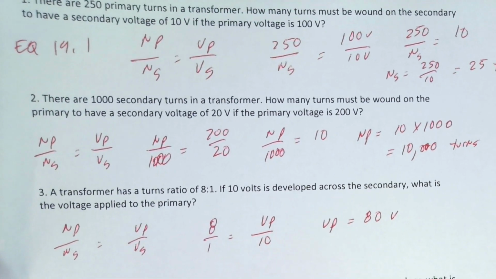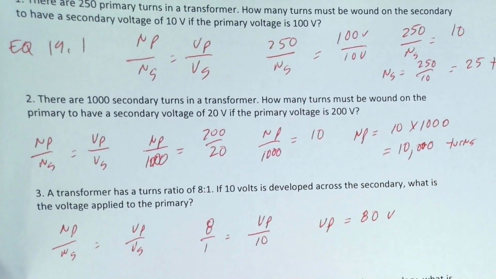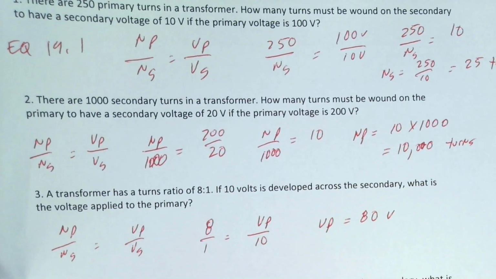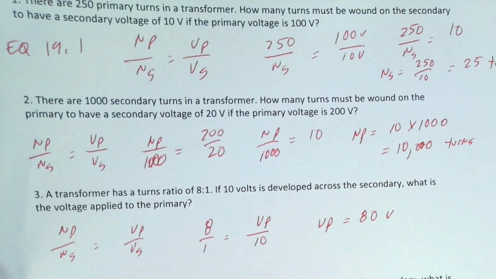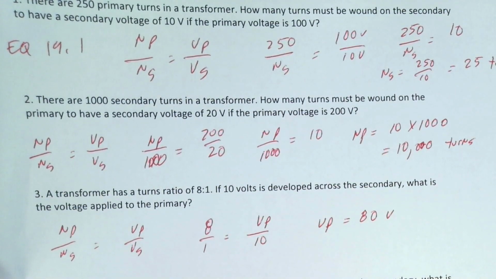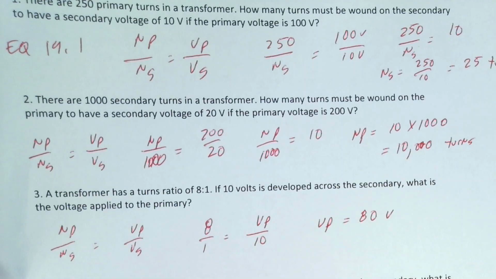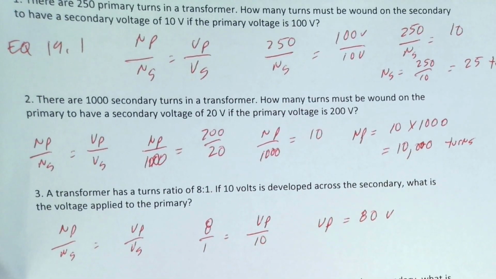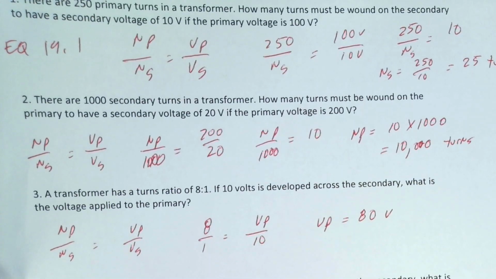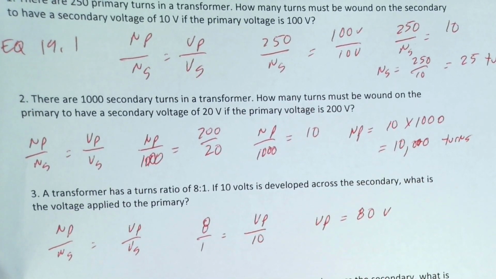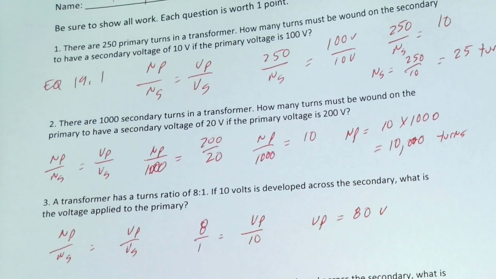Okay, and then number 2 is kind of the same thing. 1,000 secondary turns. How many turns must be wound on the primary to have a secondary voltage of 20 if the primary is 200? So it's a 10-to-1 ratio, so 10 times 1,000 is 10,000. And then the second one is 8-to-1, VP equals 10, so if you take 10 times 8, VP equals 80 volts.